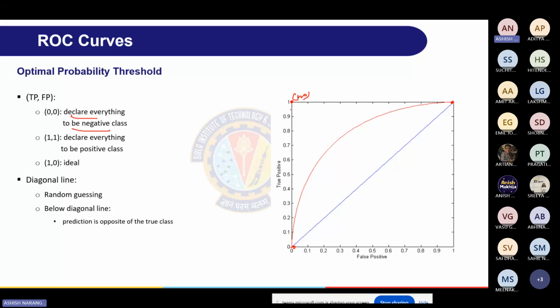The diagonal line is random guessing, as I told you, because here 50% lies above and 50% lies below, a kind of random guess. Below the diagonal line, the prediction is opposite to the true class. So this is simply an interpretation of these different parameters, right?